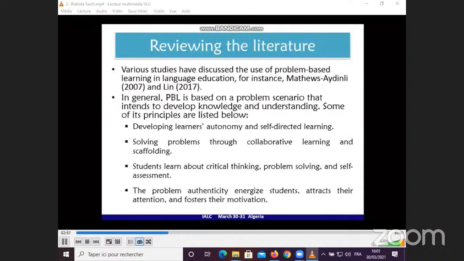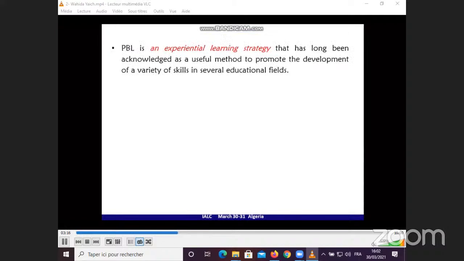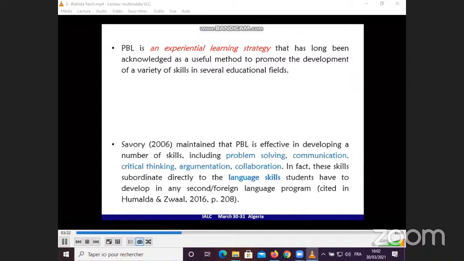Various studies have discussed the use of problem-based learning in language education, for instance, Matthews in 2007 and Lin in 2017. In general, problem-based learning is based on a problem scenario that intends to develop knowledge and understanding. It is an experiential learning strategy that has long been acknowledged as a useful method to promote the development of a variety of skills in several educational fields.